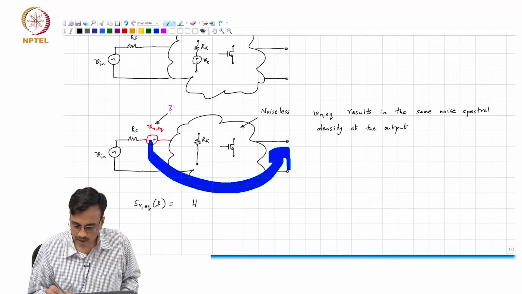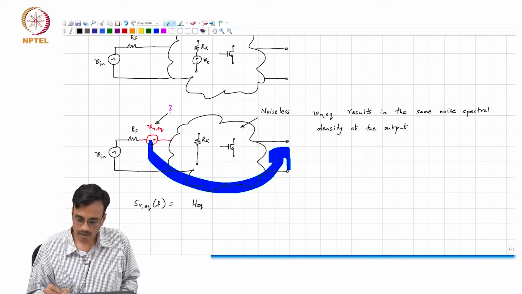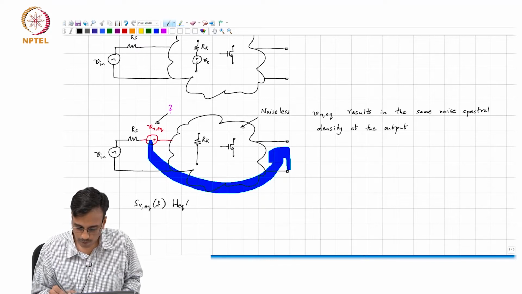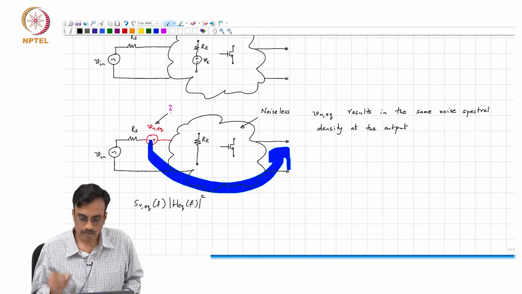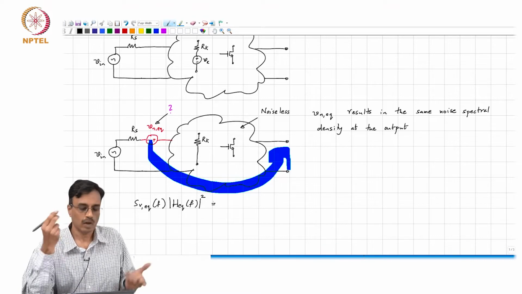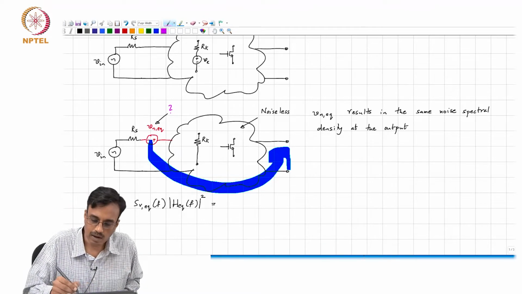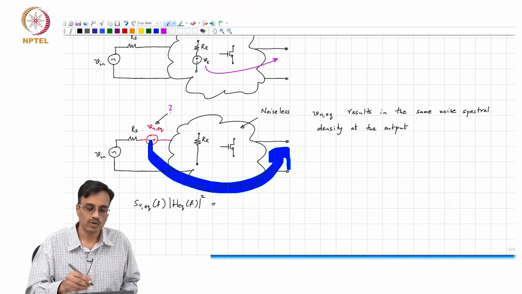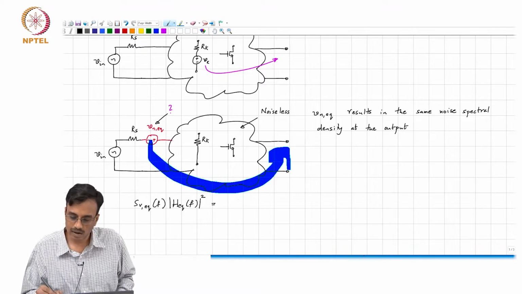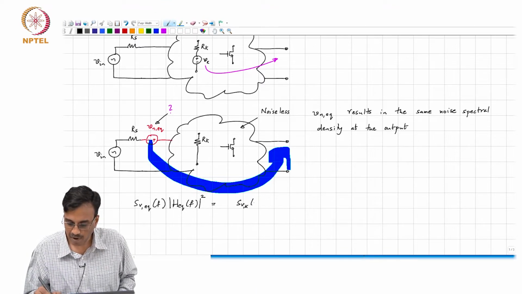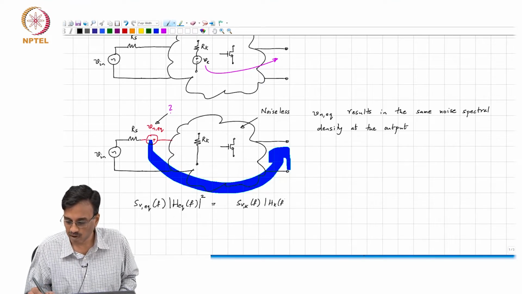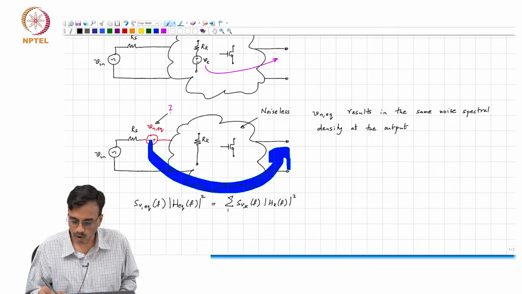So, we call that H equivalent, times this, H equivalent of f the whole square, must be equal to, well, there are multiple noise sources inside. Each one of them will yield S Vk of f times mod Hk of f the whole square, and you do all this over all the noise sources.